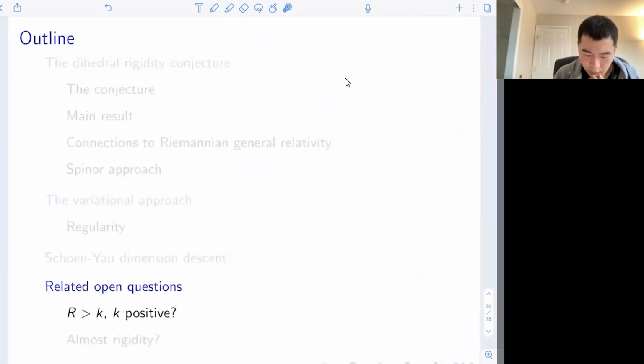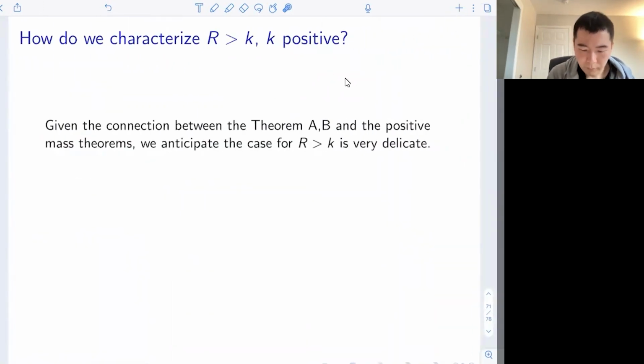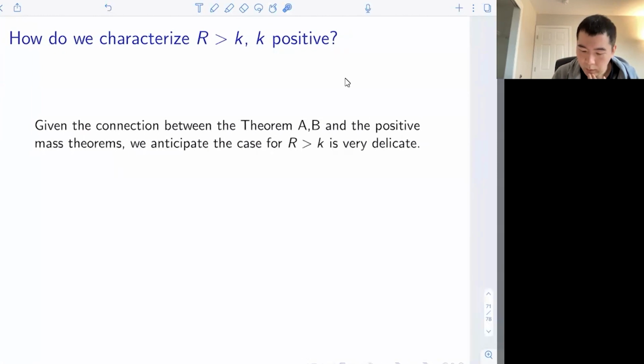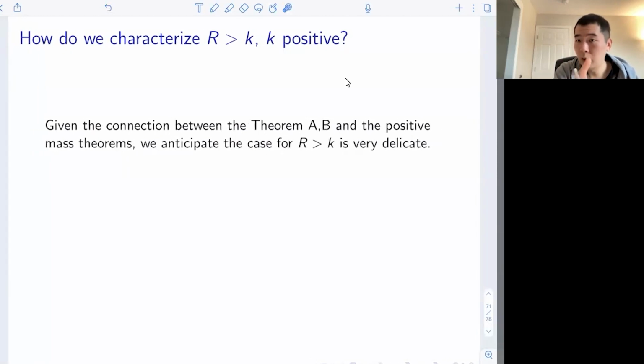Okay, great. Then let me describe a little bit of the questions that I find interesting and quite mysterious. The first question is, how do we characterize, for instance, scalar curvature bounded below by a positive constant? Of course, the model space you would like to say is some polyhedron in the sphere. But given the connection between the dihedral rigidity conjecture and the positive mass theorems, we all know that the corresponding positive mass theorem for the spherical model spaces is quite delicate, because, for instance, there is this Min-Oo conjecture where we do have a counterexample.